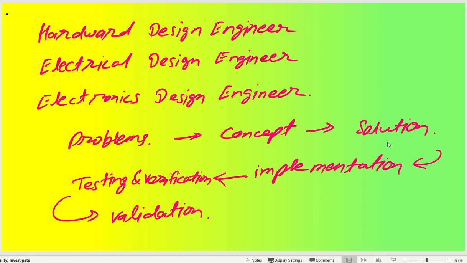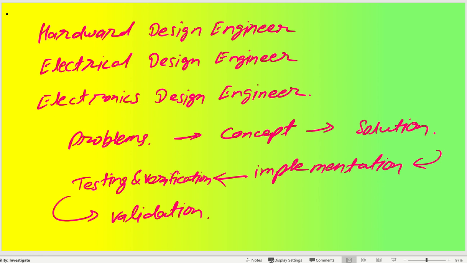Once we understand the exact solution and have identified it, we go for solution implementation. Once we implement that, we design the circuits and go for testing and verification. Once we test and verify them, we can go for validation so that it can go into the market.